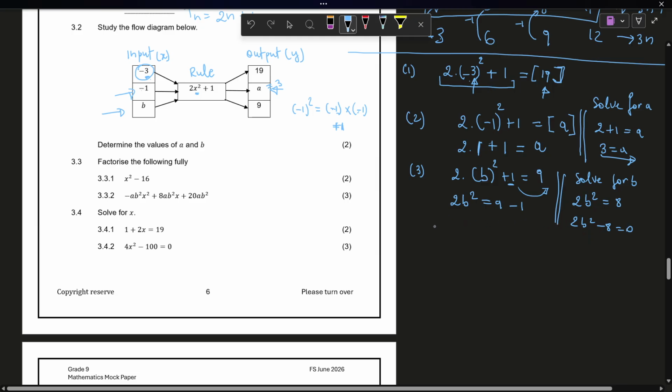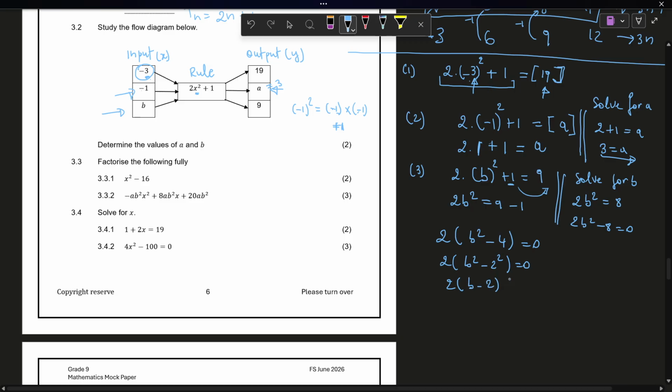Now, if I factorize this, I'm going to have 2 factor of b squared minus 4 equals 0. Here, factorizing, this is the difference of two squares, because 4 is like 2 squared. So I'm going to have b squared minus 2 squared equals 0. And it's easy to factorize the difference of two squares. So I'm going to have b minus 2 factor of b plus 2.